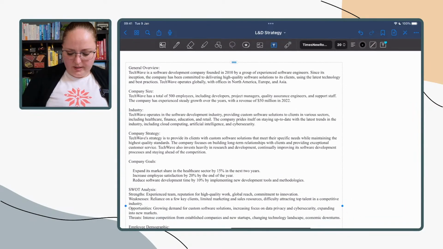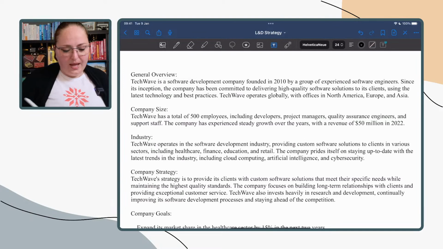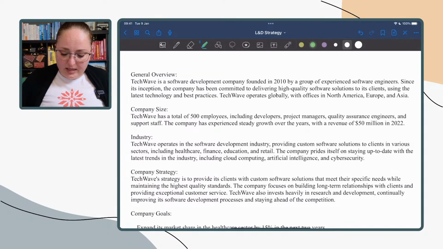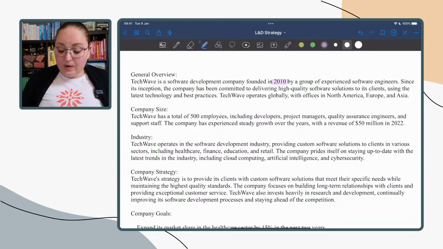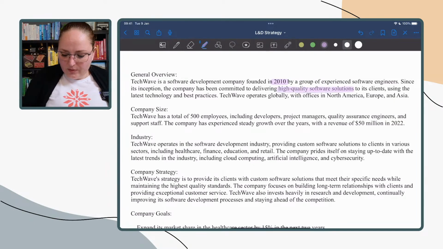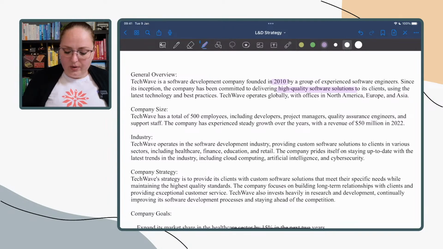So, what do we have here? We know the name of the company, which is Techwave, and it's a software development company founded in 2010. So what does that give us? 13 years now. Founded by a group of experienced software engineers. Wonderful. Since its inception, the company has been committed to delivering high-quality software solutions. So we kind of know what the company does. Using the latest technology and best practices, Techwave operates globally. Okay, this is important, with offices in North America, Europe, and Asia.